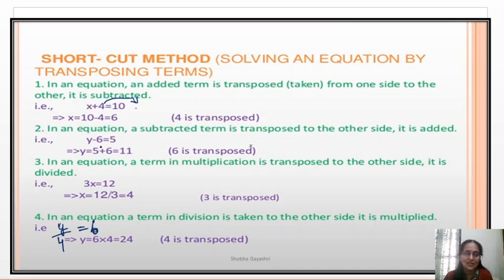Let us go to the second equation. y minus 6 equals 5.